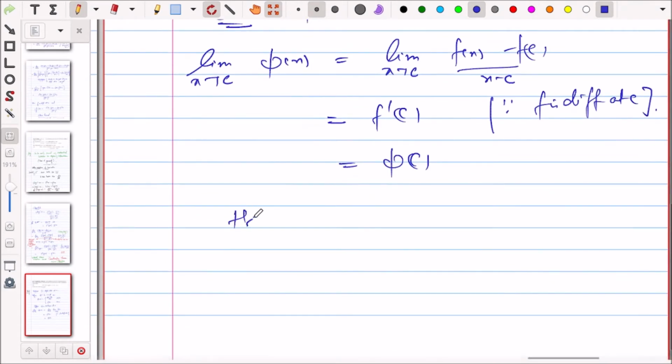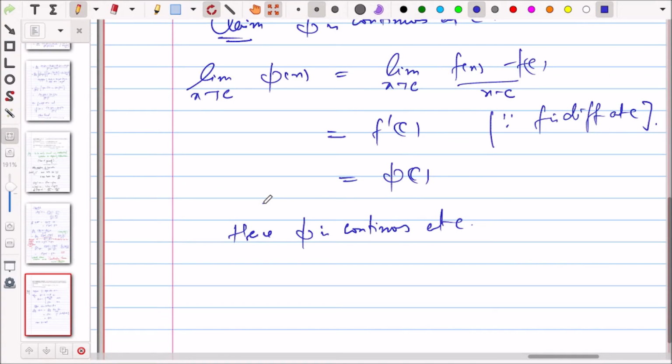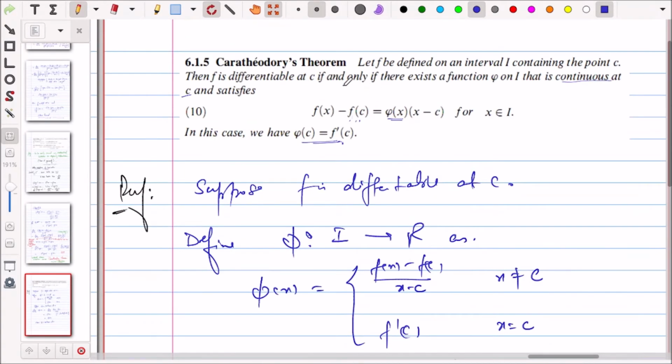So hence phi is continuous at C. Okay, so we are able to show the existence of the function. So one way we have proved, if and only if one way we have proved, we have assumed that f is differentiable at C, and we are able to find a function phi that is continuous at C and it satisfies these two properties, right?